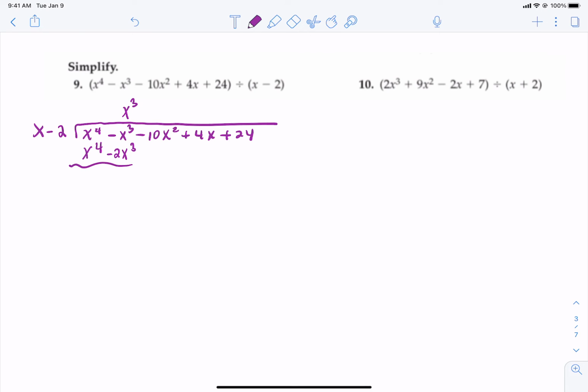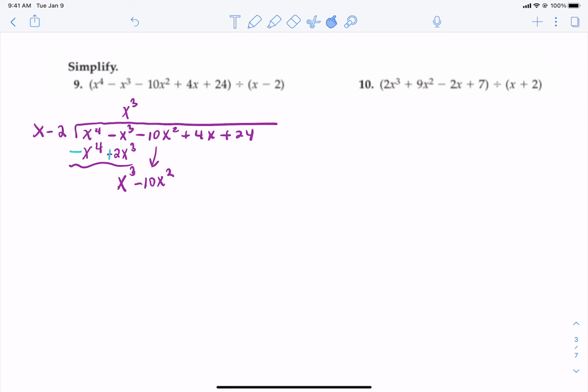Put a little line underneath. We are subtracting, so change the signs of both, and then combine like terms. So this term should go away. X to the 4th minus x to the 4th is nothing. Negative x cubed plus 2x cubed is a positive x cubed, and bring down the next thing. And we're going to do it again.